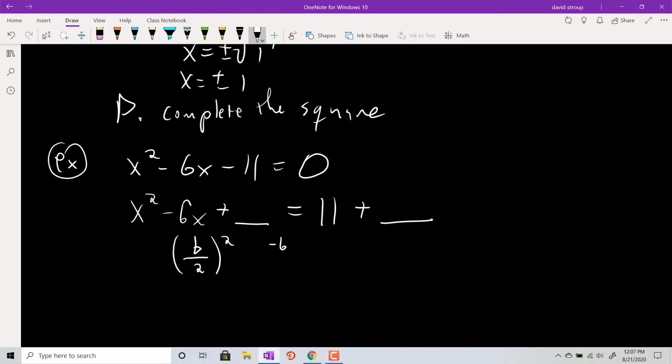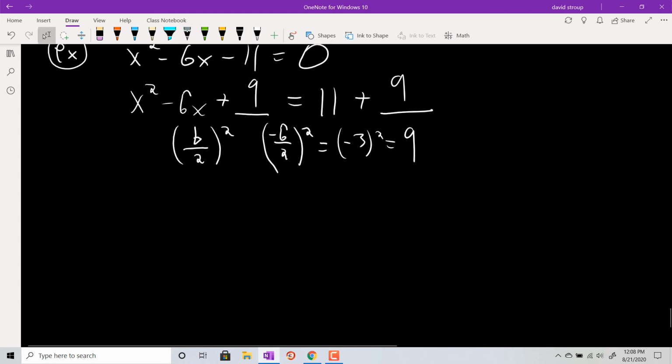So the b in this case is a negative 6. So we have negative 6. I'm sorry, my 6s and b's look exactly the same. I am sorry. I try to put a bigger hook on the 6. Negative 6 over 2 is negative 3. Then we got to square that. That's 9. So I'm adding 9 in on both sides. And that completes the square. And then we have to factor it.